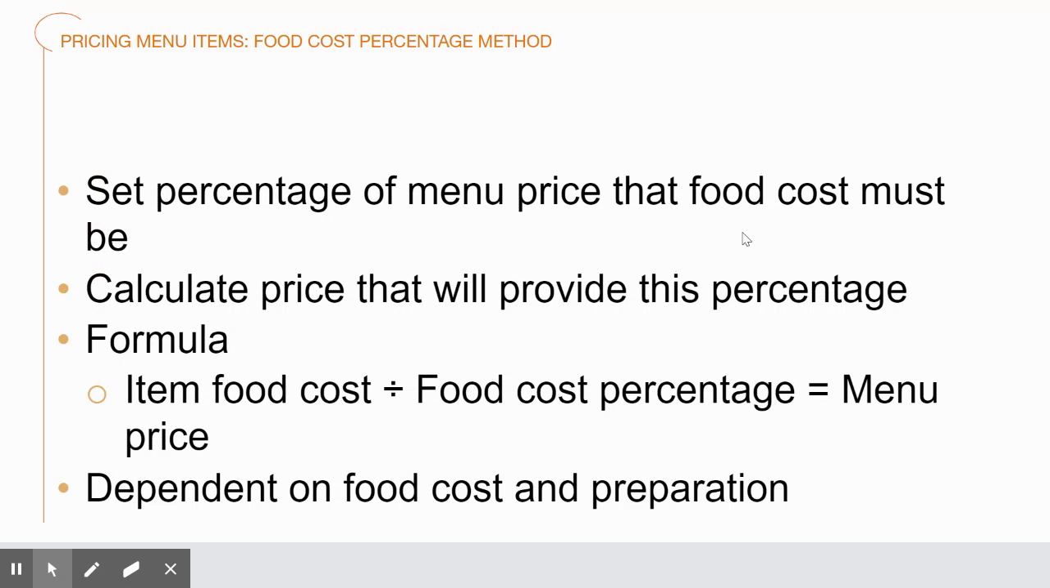But when you come to pricing the menu items, the two main methods are compared: the food cost percentage method and the contribution margin method. The food cost percentage method sets the percentage of the menu price that the food cost must be, and then it calculates the price that will provide this percentage using the following formula: item food cost divided by food cost percentage. And so this is going to be your menu price.